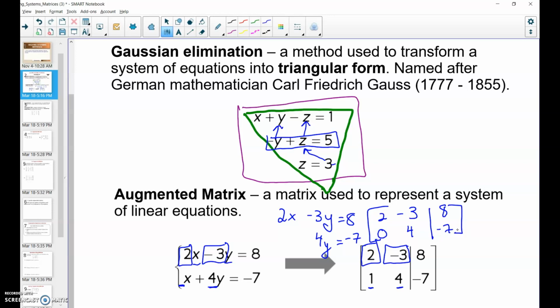So Gaussian elimination is a way where we're going to try to get these down to triangular form. So your very last row of the equation or matrix is just one variable, and then you build up as you work up the triangle. An augmented matrix, it's all numbers that you take from a system of equations.